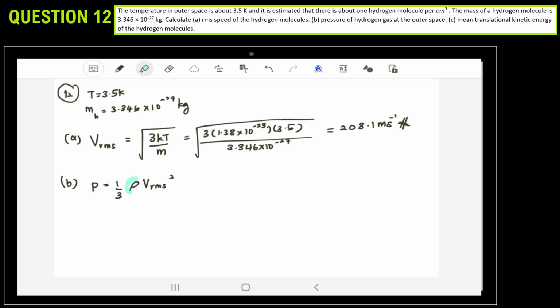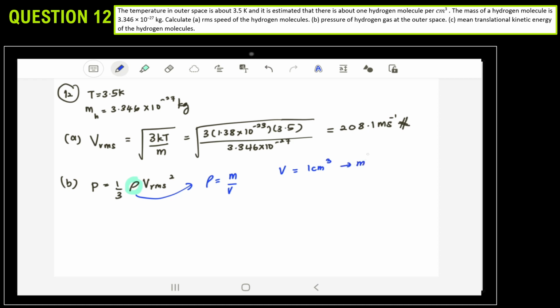But now we want to find the density, where the density is equal to mass over volume. Remember, the volume here is 1 hydrogen molecule per centimeter cube, which means that the volume is 1 centimeter cube. So V is 1 centimeter cube, change to meter cube.